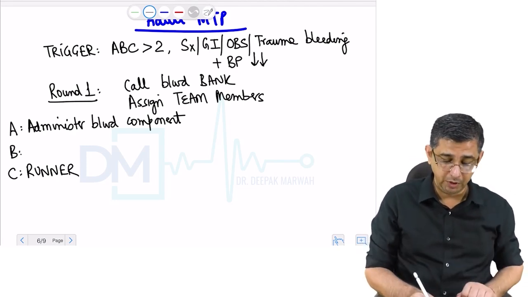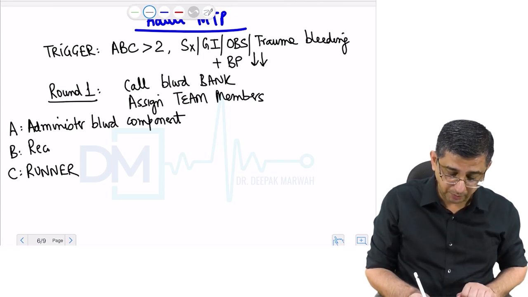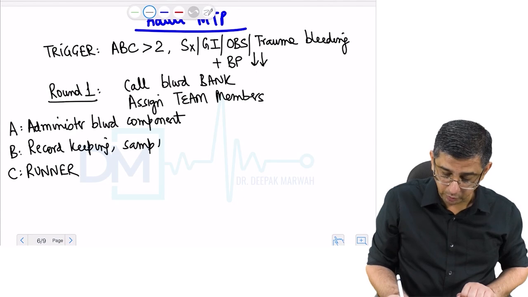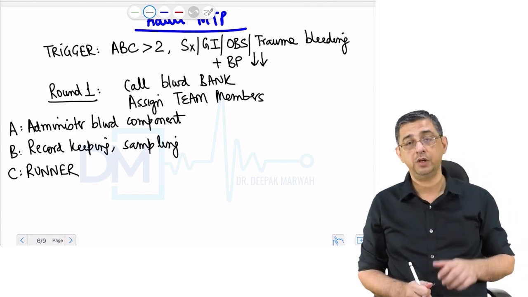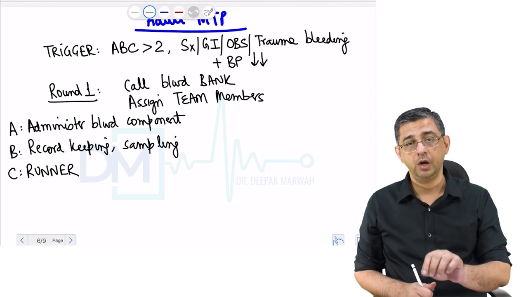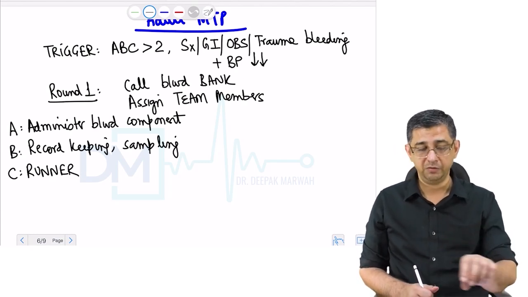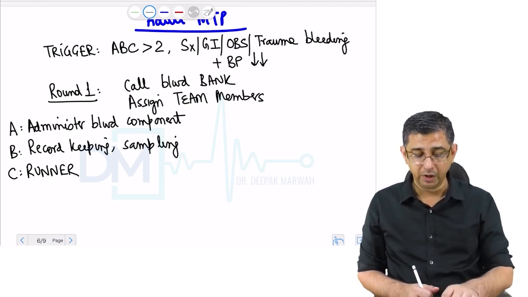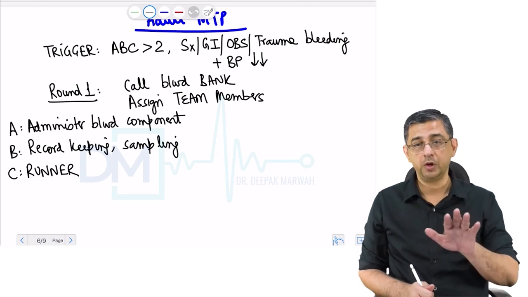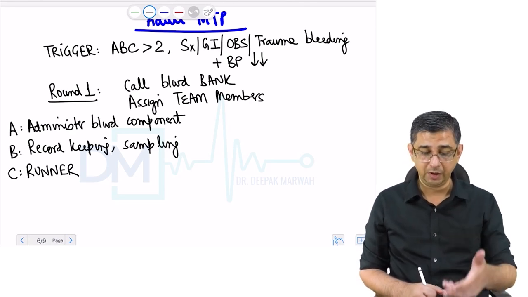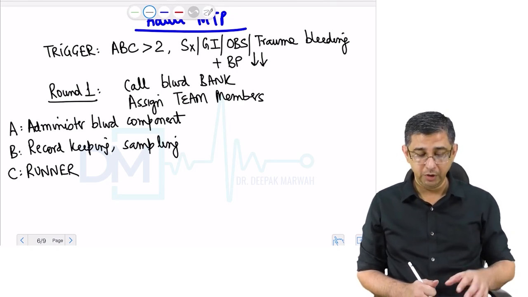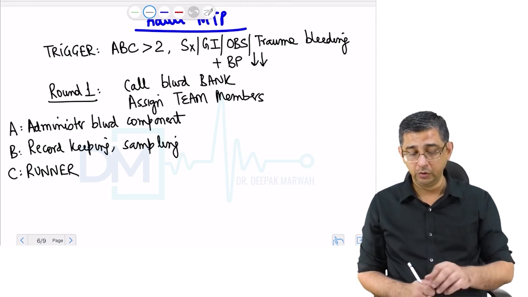So person number B, his job will mainly be record keeping. Apart from record keeping, he will also be doing sampling in the patient. He will be doing labeling of the samples, and he will also be making an entry in the file of the units of blood and the RFID code or whatever code is mentioned on the blood bag. So he will make an entry of that in the file so that proper documentation is maintained, because lots of times, because of the massive transfusion protocol itself, the person can die. So we need to be very secure from the medicolegal perspective.